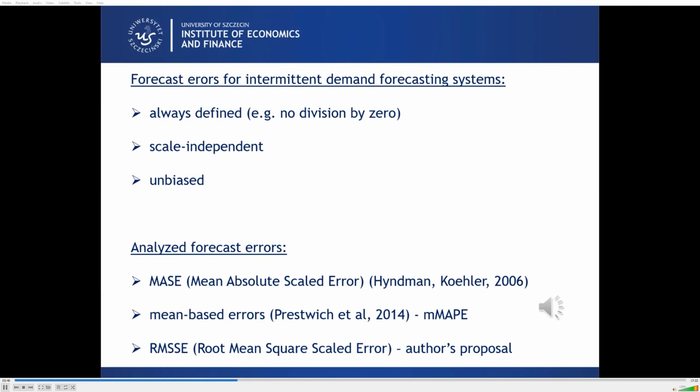In this research, I will analyze 3 forecast errors of that kind. It will be mean absolute scaled error, one of the mean-based errors, namely the mean-based MAPE. The last one, root mean square scaled error, is my proposal.